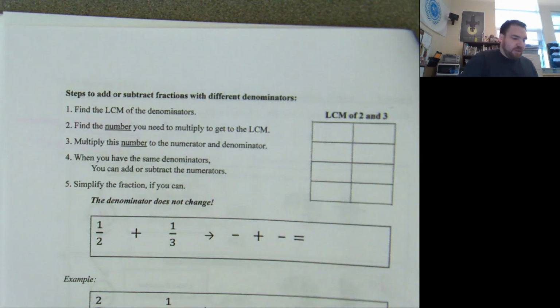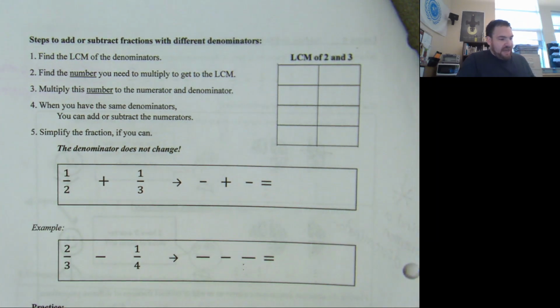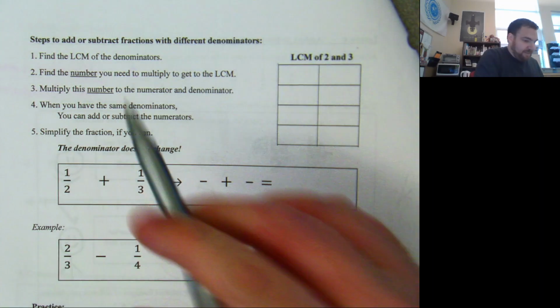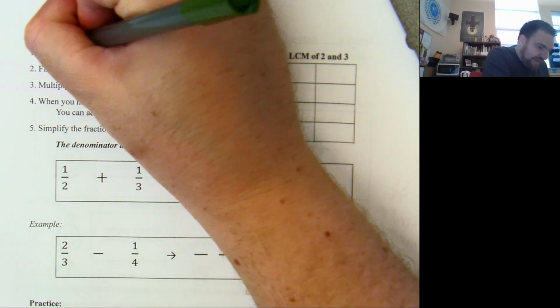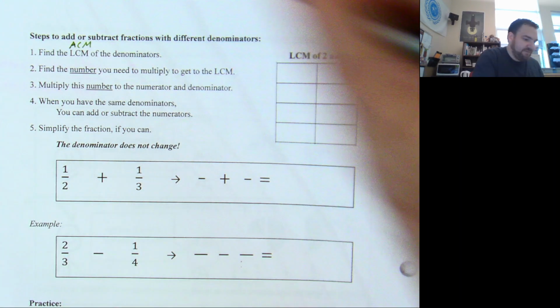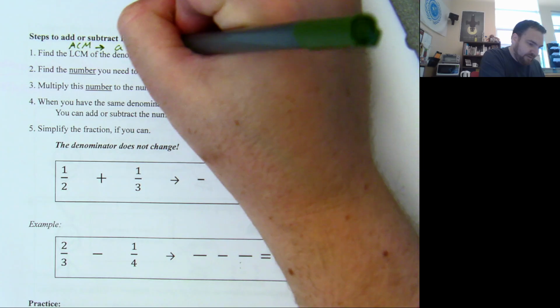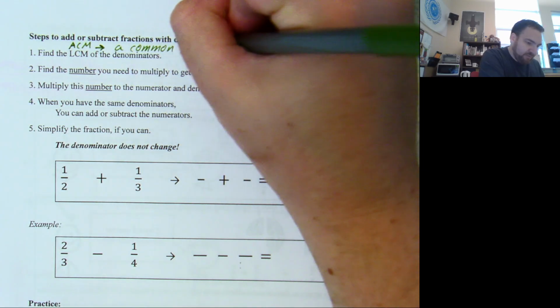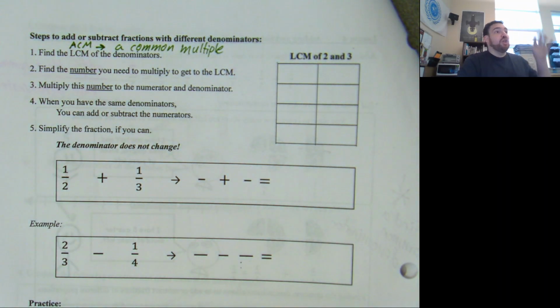Flip the page. So, steps to add or subtract fractions with different denominators. We want to find, does it have to be the lowest common multiple? No, you want to find a CM, which stands for a common multiple. It doesn't have to be the lowest. Lowest will make your life easiest, but any common multiple would work.